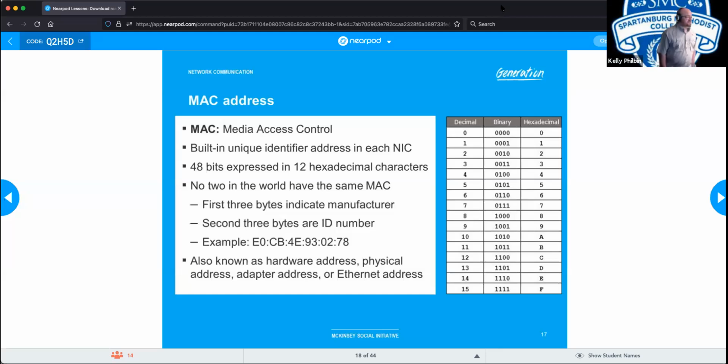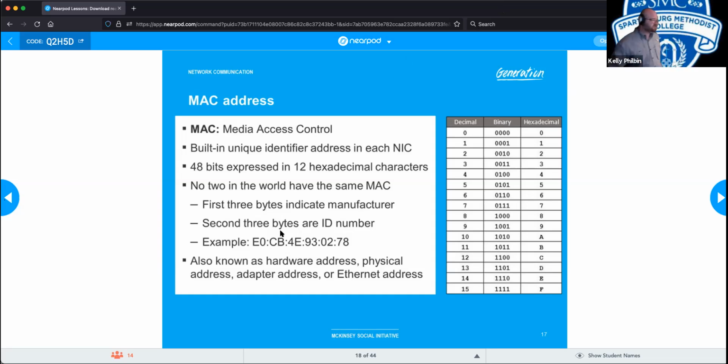MAC addresses. MAC stands for Media Access Control. Any device that hooks up to the network itself has a MAC address. It's built into every single NIC. Your computer likely has multiple MAC addresses depending on which NIC you're using. A MAC address itself is 48 bits expressed in 12 hexadecimal characters.